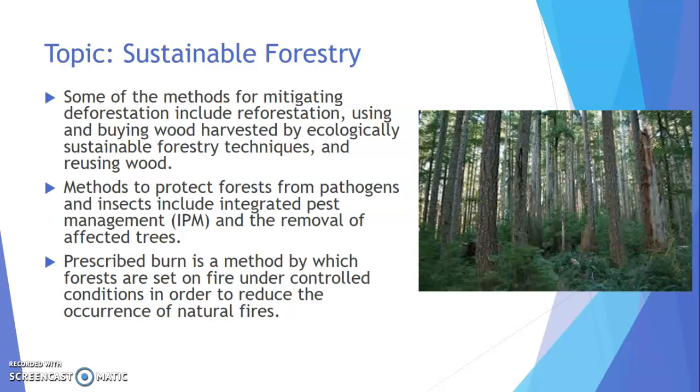And then prescribed burn is a method by which forests are set on fire under controlled conditions in order to reduce the occurrence of natural fires. And the way that this happens is a lot of times, especially after a summer with a lot of rain or there's a lot of vegetation that's grown up, that's a lot of burning fuel. So if for some reason there's a drought and conditions get very dry, there's a lot of biomass out in forests that if a fire were to catch, it would ignite the whole thing and be very detrimental.